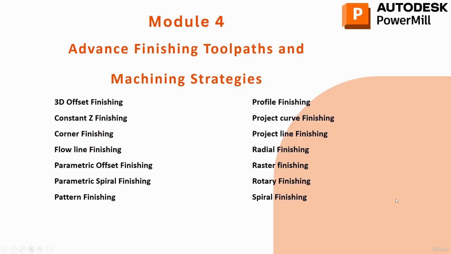So we have already started module number 4, which is all about advanced finishing toolpaths and machining strategies. In the previous video, I just covered the 3D offset finishing. This time we are going to start the constant Z finishing. As the name suggests, it's all about the Z axis, and it will automatically find out the Z distance, and according to the Z distance or Z axis, the cutting tool performs its finishing operations. So let's get to the constant Z finishing and see how it actually works.